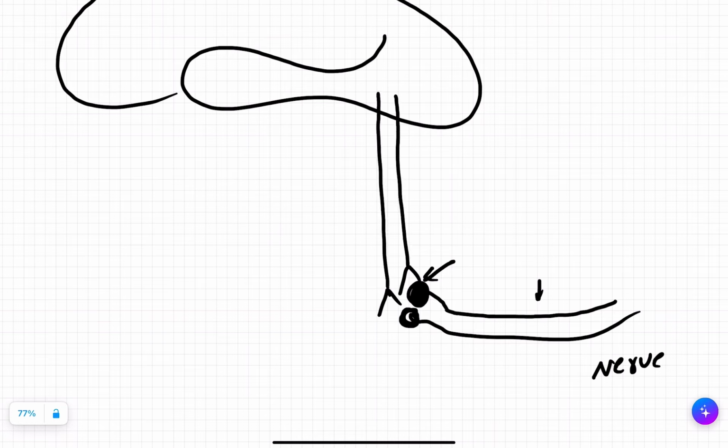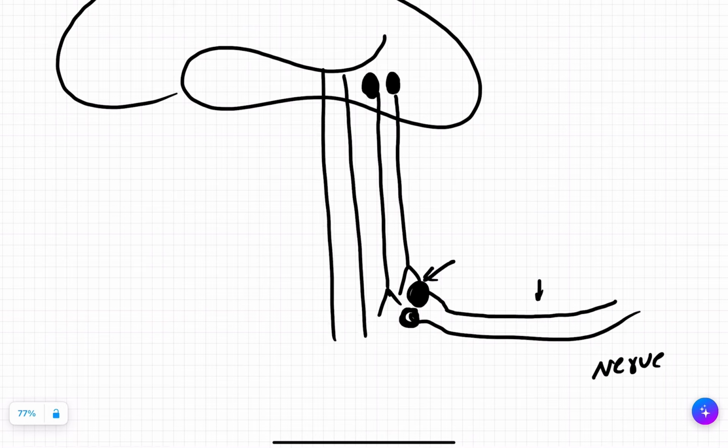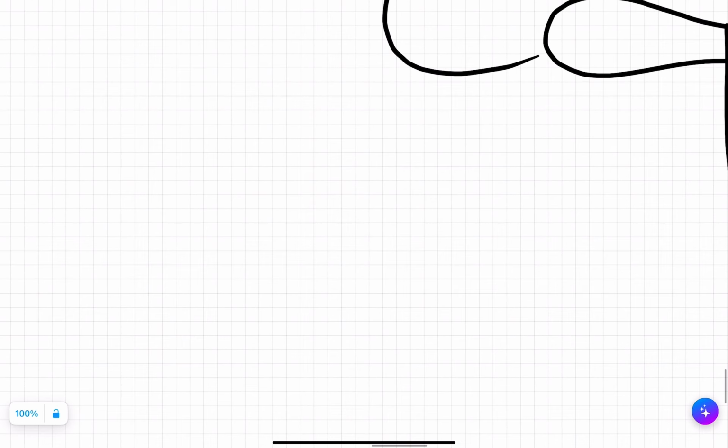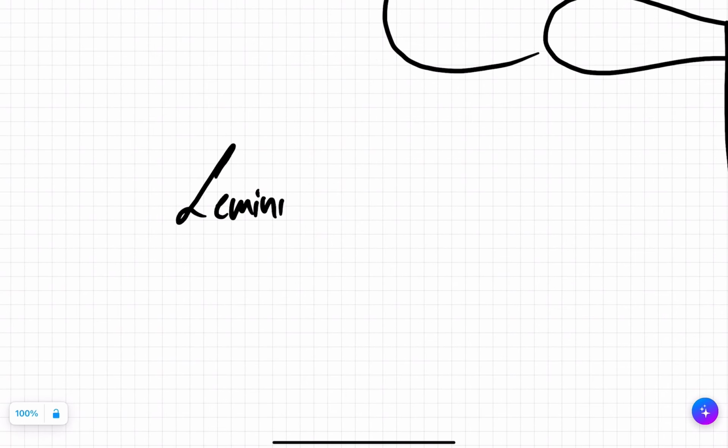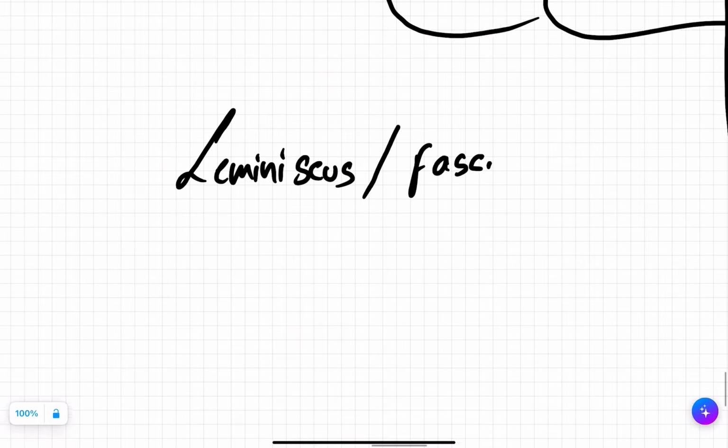Don't worry, this is just oversimplification, right? This was your spinal cord taking the information to your brain. If I do it again, so this was your tract, this was your nerve. So a nerve comprises of many neurons, but what if there are many nerves? Those collection of many nerves are known as lemniscus, also known as fasciculus.